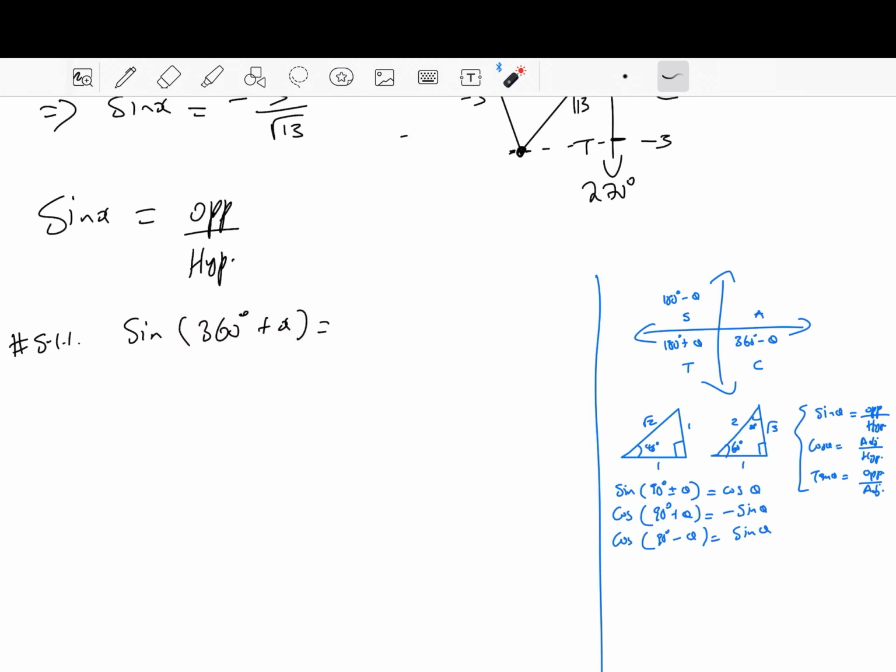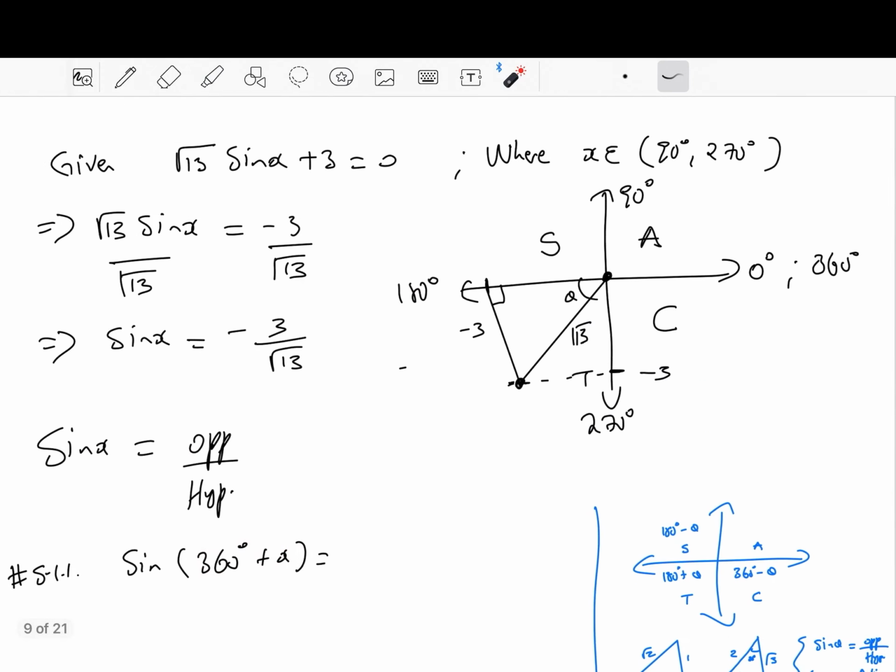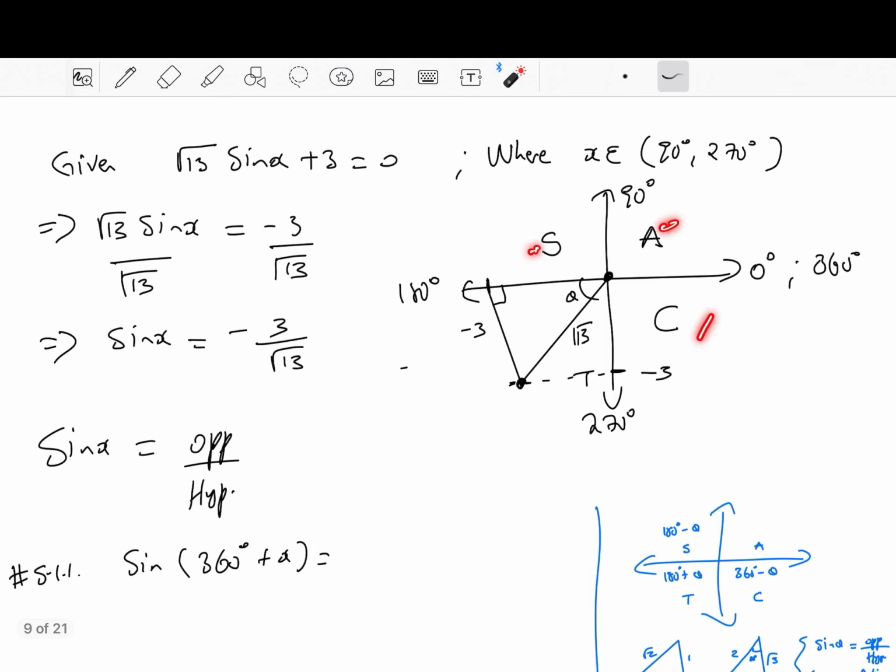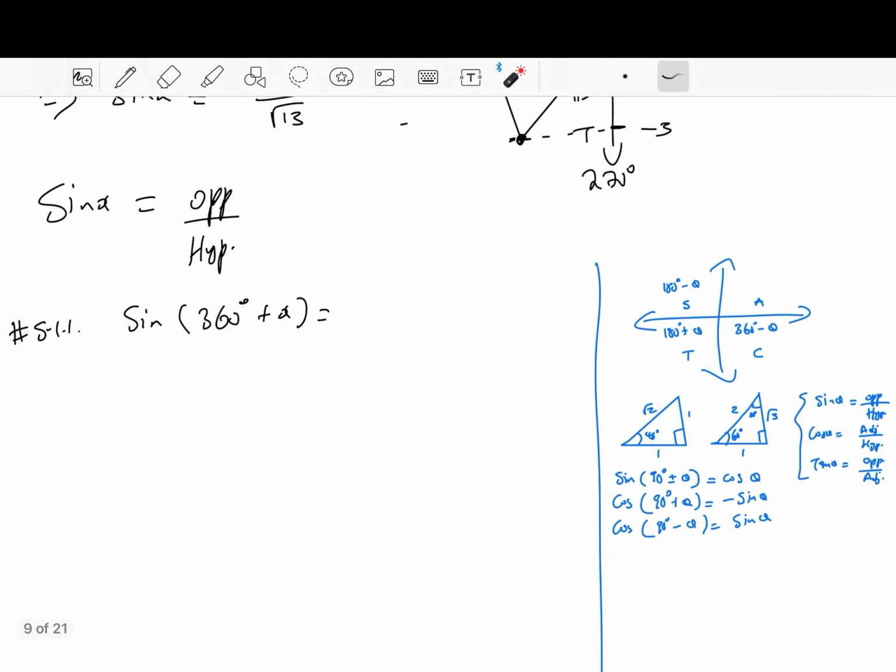Where is this angle, 360 degrees plus x? Is it on the first quadrant, second quadrant, third quadrant, or fourth quadrant? 360 degrees, as you can see, is on the fourth quadrant. Nope, 360 degrees is on the fifth quadrant. Why do I say that?